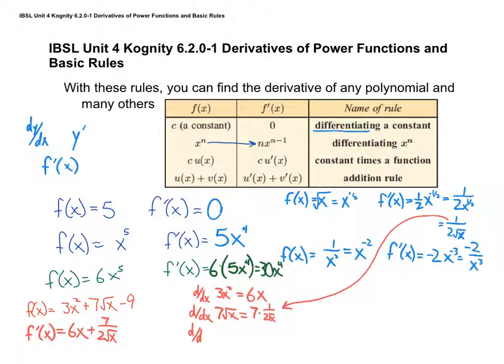And then what's the derivative of negative 9? 0. It's a constant. Okay? So I'm done. This is the derivative of that function with respect to x. 6x plus 7 over 2 root x.